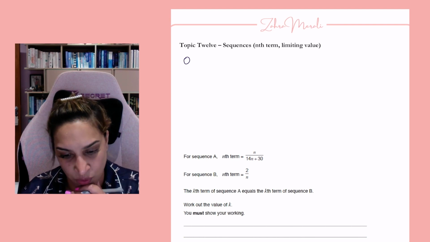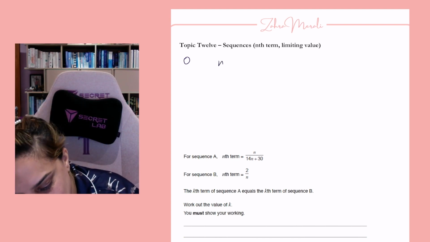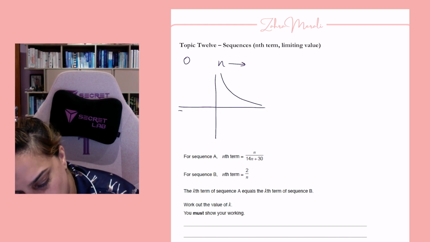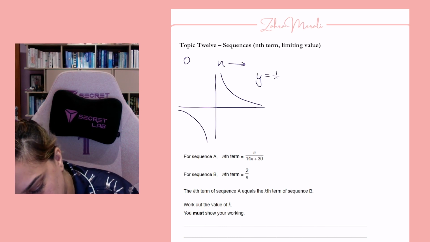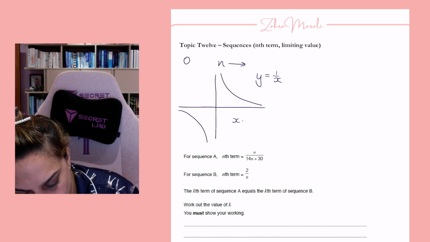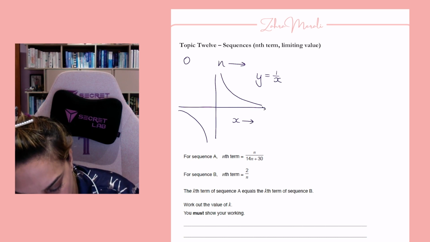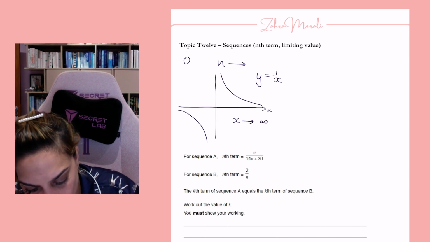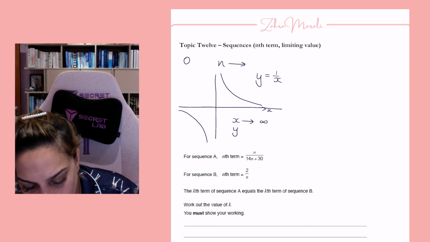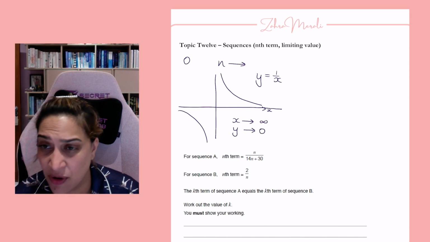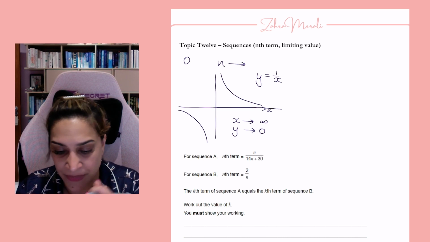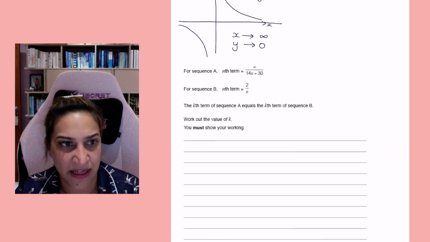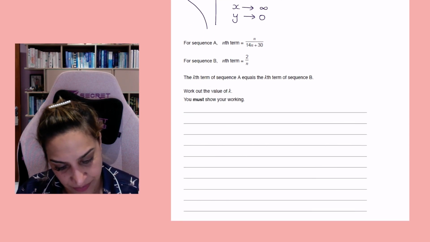And also, sequences, we talk about things tending towards things. A nice way to think about it is think about your 1 over x graph. If x gets bigger and bigger and bigger, so it's going towards infinity, y tends towards 0, because it tends towards our asymptote, but never ever reaches it. Okay, so let's think about a strategy of how we're going to approach this.